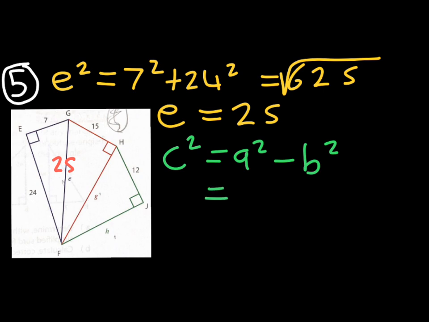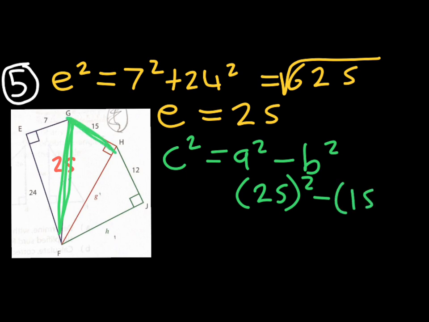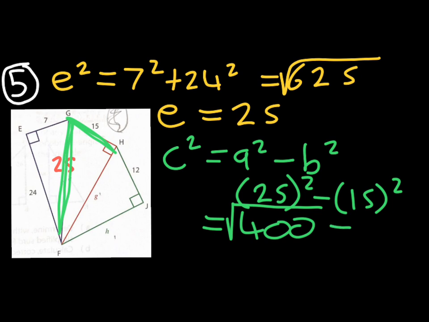So c squared equals the hypotenuse we worked out earlier, 25, right? Remember, it's this side here, as well as our one other side, which is this one here. So minus 15 squared. And that gives us 400. Alright, but remember, that is c squared. So, to just find c, we square root it, and we get 20. Therefore, we know that g is equal to 20. So we can write that in.